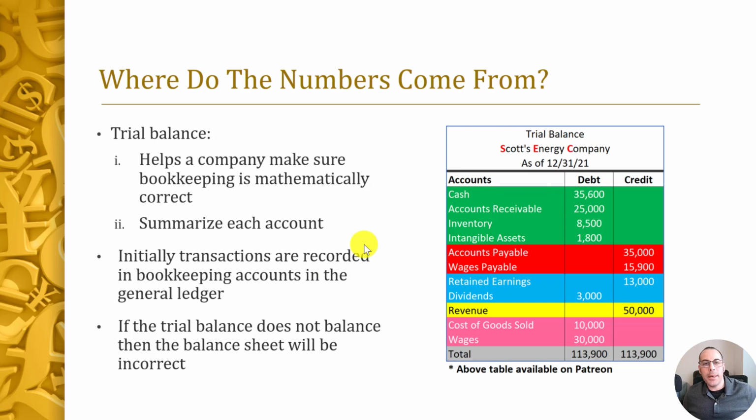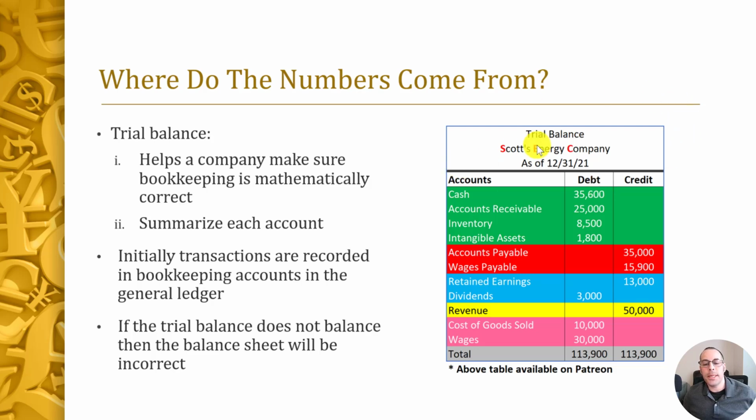But only the balance of the general ledger accounts, the cash balance at the end of the year, the accounts receivable balance at the end of the year, goes into the trial balance. So the trial balance report may be only a few pages. So at the end of the year, this is how much cash we have. So this goes onto the balance sheet. Our balance sheet will have $35,600 of cash.